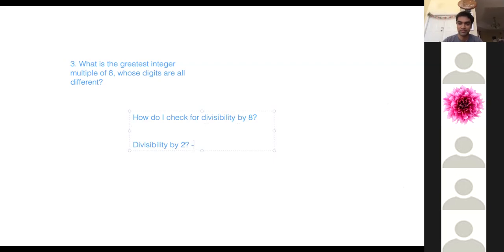Anyone? What should the last digit be? 0, 2, 4, 6, or 8. Good. And in other words, I can just say that the last digit is a multiple of 2, right? So it's either 2 times 0, 2 times 1, 2 times 2, 2 times 3, 2 times 4. Okay, so now let's go to divisibility by 4.